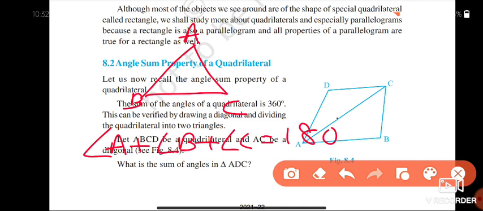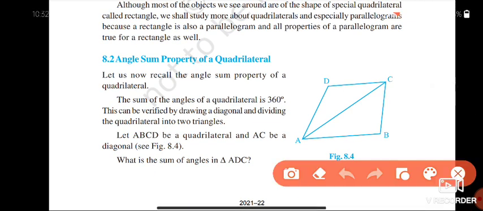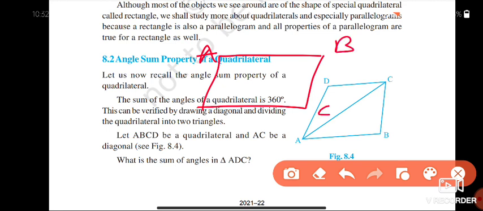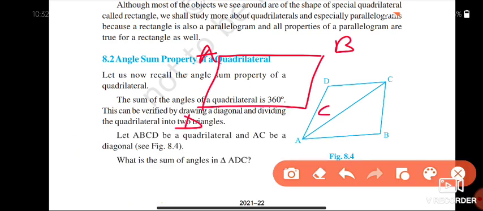Now for a quadrilateral, what we will do is make a quadrilateral. Suppose I am making a quadrilateral this way, quadrilateral A, B, C and D. And suppose I am taking a diagonal in this quadrilateral, that is diagonal AC over here. Now this diagonal has divided this quadrilateral into two triangles. First is triangle ABC and second is triangle ADC. So now we have two triangles.